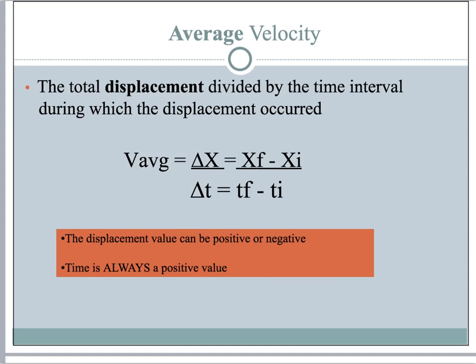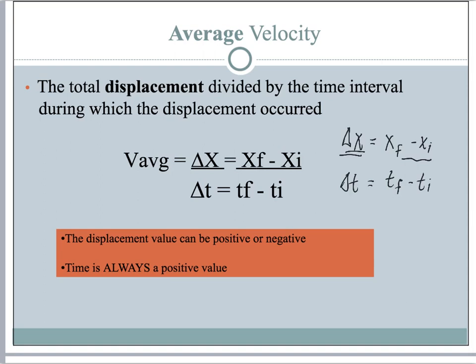Average velocity, again, our formula from earlier. Let's be extra careful here. We say delta x is the same thing as x sub f minus x sub i. Remember, delta x is the change in position. x sub f is the final position. x sub i is the initial position. And then delta t means change in time. So that's t sub f minus t sub i, final time minus initial time.